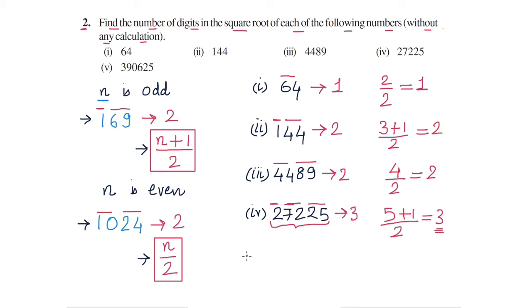Now moving to the last part of this question, in part 5 we have 390,625. Clear? We need to put bars starting from right to left on each pair. So this is 1 pair, 2 pair and 3 pair. If you count the pairs, we have 3 bars, so 3 is the number of digits. Another way to arrive at the same answer is to count the number of digits. The number of digits is 6, that is even. 6 over 2 will give you 3. And in this way we will solve this type of question.